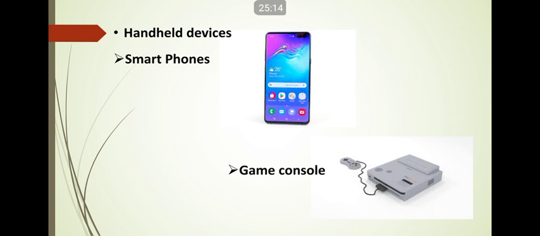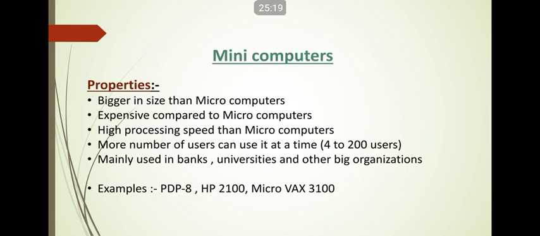Clear? Now the next category under the size one is mini computers. The properties of mini computers are that they are bigger in size compared to microcomputers. They are expensive also as compared to microcomputers because their processing speed is more than microcomputers.